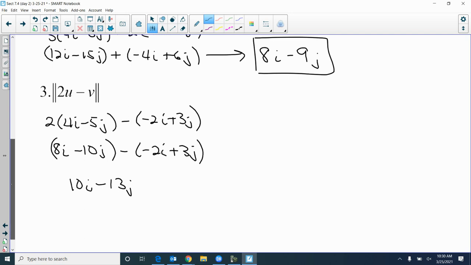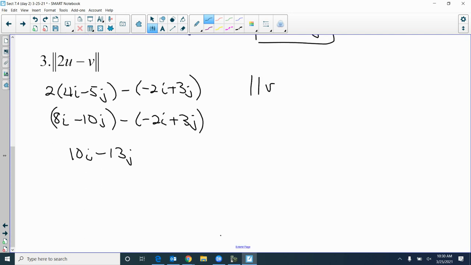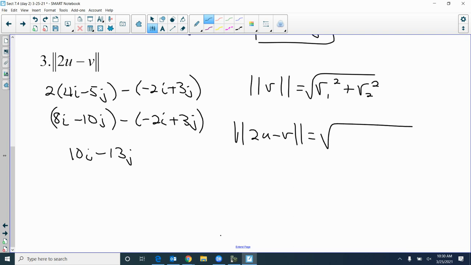No? All right, magnitude. Remember, the magnitude of v is simply the square root of v1 squared plus v2 squared. So the magnitude of 2u minus v is the square root of 10 squared plus negative 13 squared. For that, and Tony, what'd you end up with? 10i minus 13j. Did you get the square root of 269? There you go. You get 100 plus 169, square root of 269. All right, so there's your magnitude of 2u minus v.